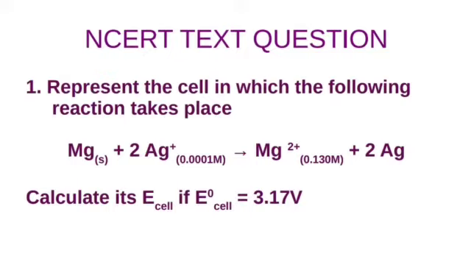Students, in order to familiarize with the Nernst equation, shall we see some NCERT textbook questions. Represent the cell in which the following reaction takes place: Mg + 2Ag+ gives Mg2+ + 2Ag. Calculate its E cell if E0 cell is equal to 3.17 volt.